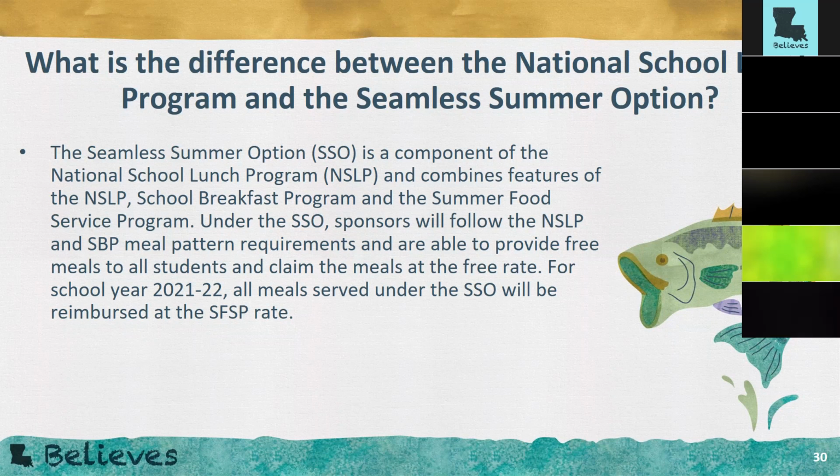So what is the difference between the National School Lunch Program and the Seamless Summer Option? The Seamless Summer Option is a component of the National School Lunch Program and combines features of the NSLP, School Breakfast Program, and the Summer Food Service Program. Under the SSO, sponsors will follow the National School Lunch and School Breakfast meal pattern requirements and are able to provide free meals to all students and claim meals at the free rate. For school year 2021-2022, all meals served under the SSO will be reimbursed at the SFSP rate.